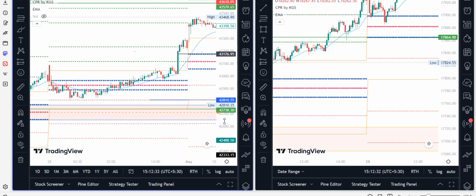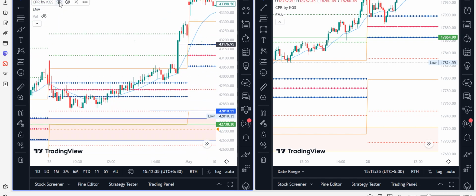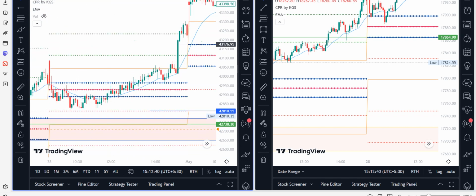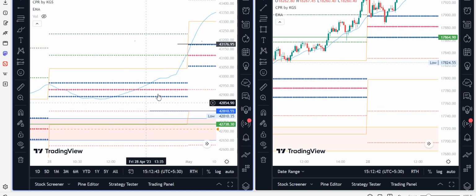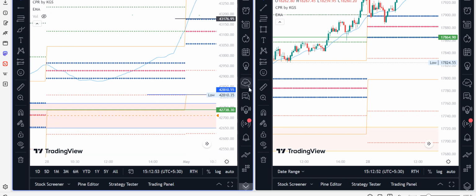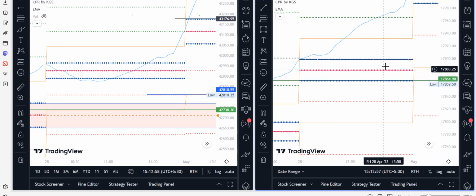Listen to this carefully. First of all, I would like to show you only the CPR pivot points, because before applying any strategies, you need to know complete information about the CPR pivot points. Then only I can explain it in an understandable way. See, this is the CPR. If the price stays above it, this acts as support. If the price stays below it, this acts as resistance.